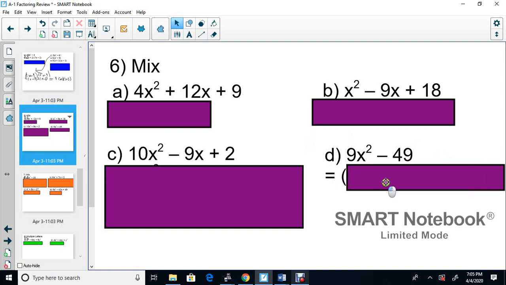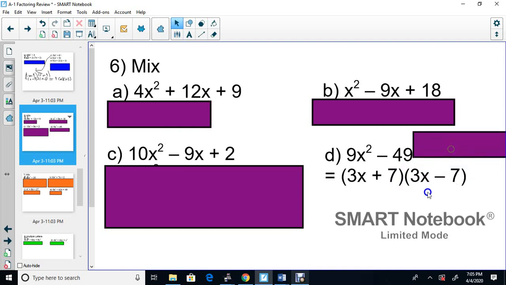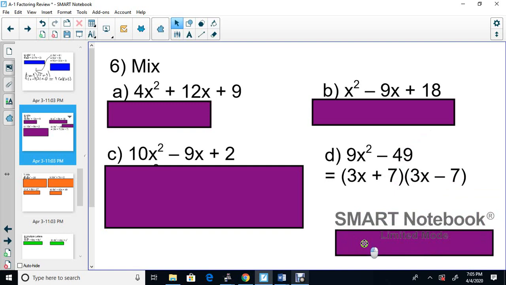So let's take a look. First, square root of 9x squared is 3x. I'm going to put a plus here. Square root of 49, 7 times 7, is 7. I'm going to write the exact same thing, 3x minus 7, and I've got that one done.